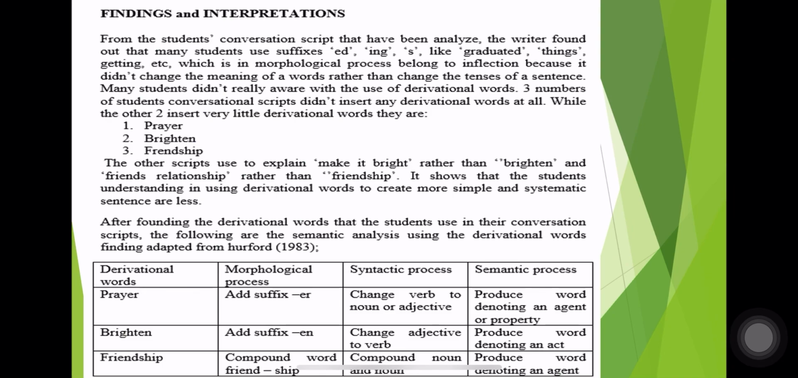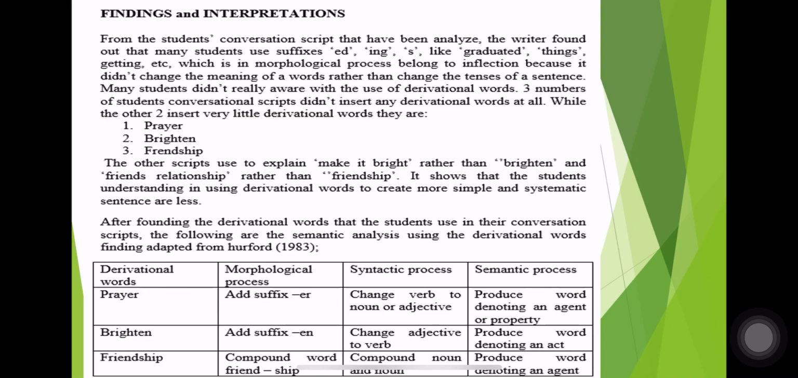Only 3 students' conversation scripts didn't insert any derivational words at all, while the other 2 inserted very few derivational words. They are prayer, brighten, and friendship. The other scripts used phrases like "make it bright" rather than brighten, and "friends relationship" rather than friendship. It shows that the students' understanding in using derivational words to create simpler and more systematic sentences is quite low and lacking.